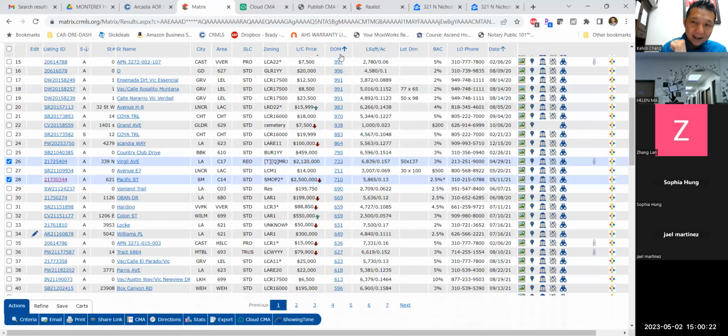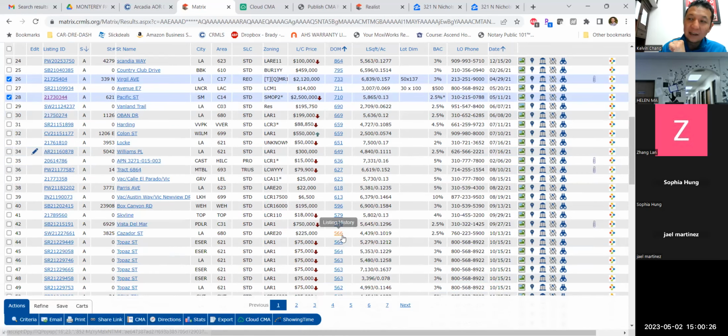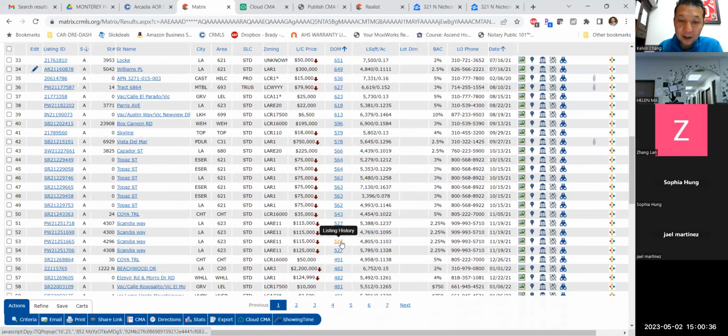Number one, days on market is crazy high. People will leave their property on the market forever. When you're pricing a piece of land, you can easily ask for a 2-year listing because it might take 2 years or more.